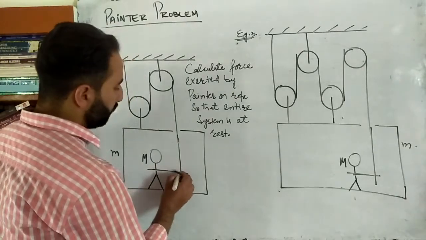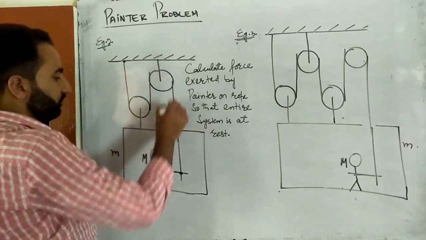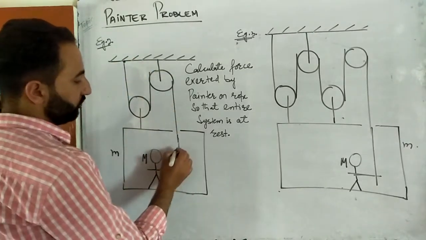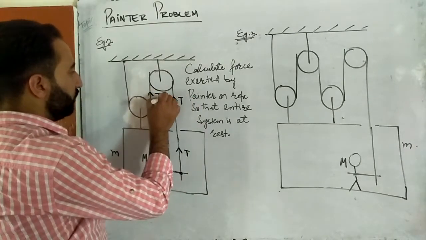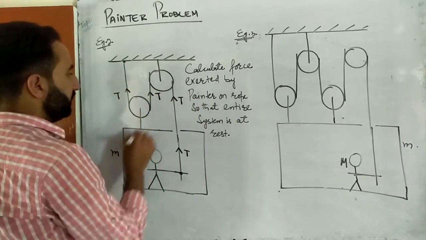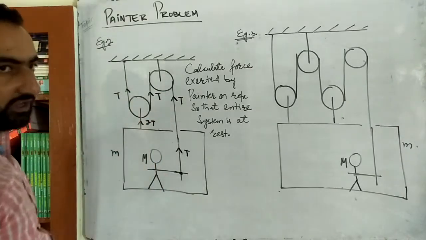From this point up to this very point there is one string like this. So the tension in this string will be the same. Suppose the tension here is equal to T. So here how much will be T, and here also how much will be T. So T plus T is twice T, so the force here will be equal to twice T.